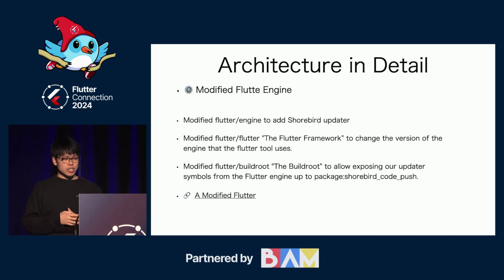So Shorebird takes a unique approach by forking Flutter/engine, also known as the Flutter engine, and adding a Shorebird updater. In other words, to enable code push, they fork the Flutter engine, then add a Shorebird updater. And they also modified Flutter/Flutter, the Flutter framework, and the Flutter/build root, known as the build root, for code push to work.